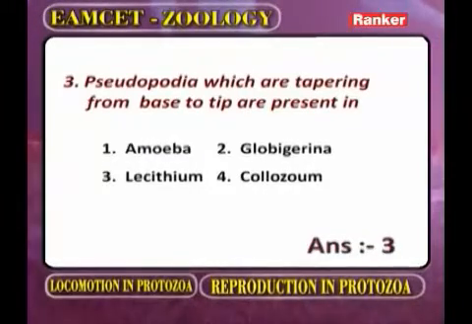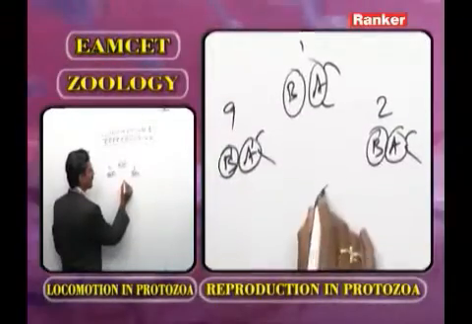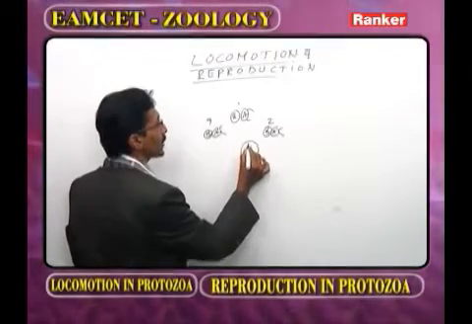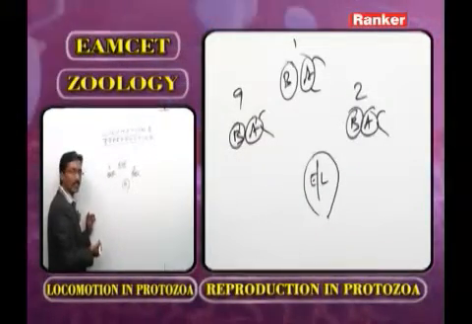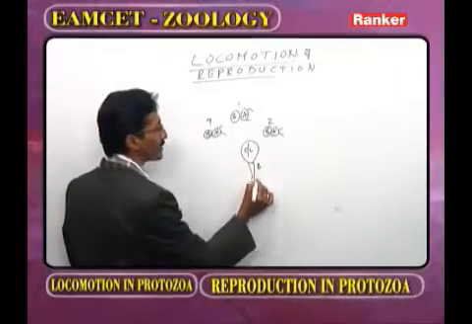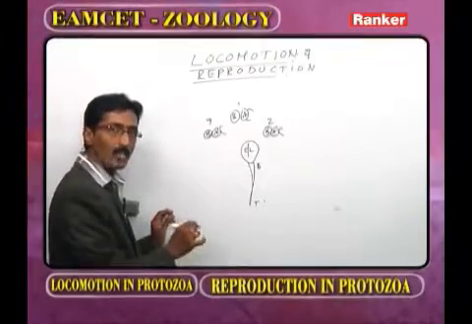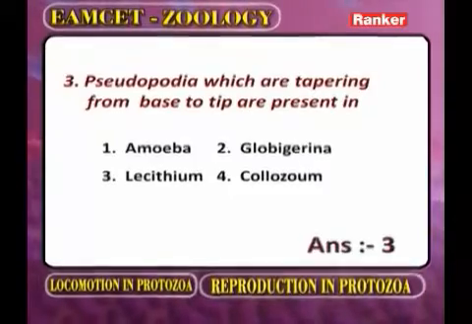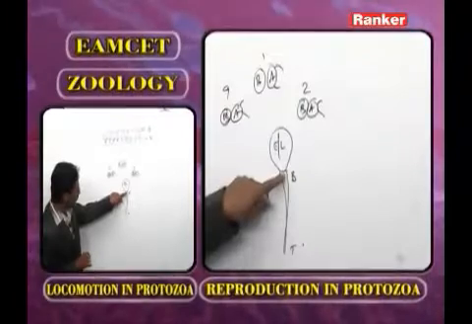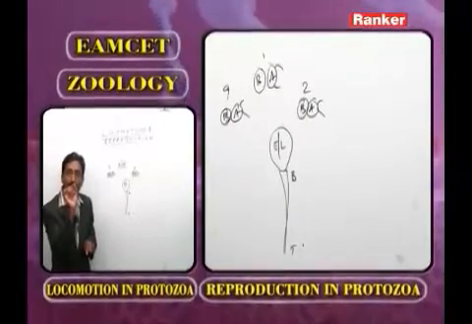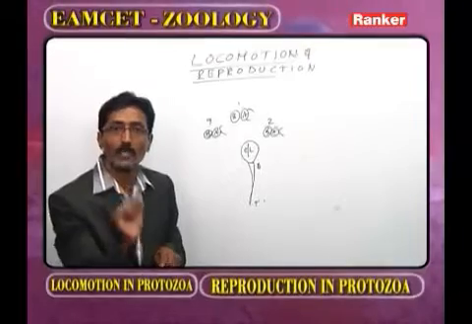Pseudopodia which are tapering from base to tip are present. Now as we observe the filopodia, in the filopodia, one example we call it as Euglypha lacetium. This is the body of Euglypha or lacetium. Now this one we call it as pseudopodium. This part we call it as base and this part we call it as tip. Now you have to identify the question. Pseudopodia which are tapering from base to tip. These are filopodia. From the base to tip they are tapering. That means it has the pointed tips. That is the meaning for that question.